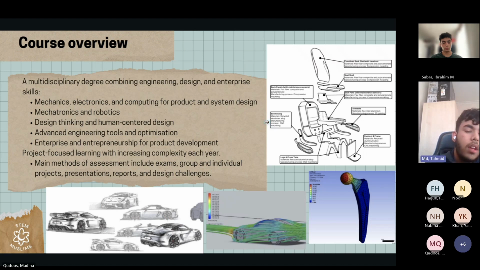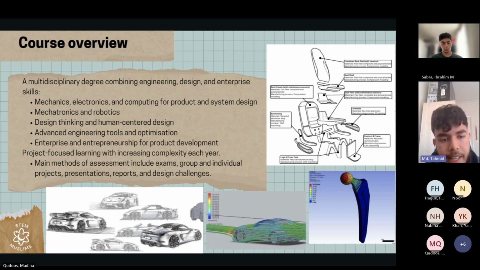Yeah, so design engineering is a very multidisciplinary degree. It combines engineering, design, and enterprise skills. There are quite a few modules you learn. In first year, you'll have a lot of the foundation engineering modules that you need to learn, such as mechanics, electronics, computing, all the mathematics you need to know.